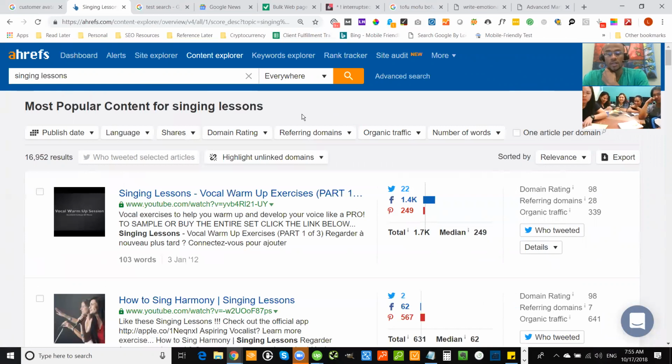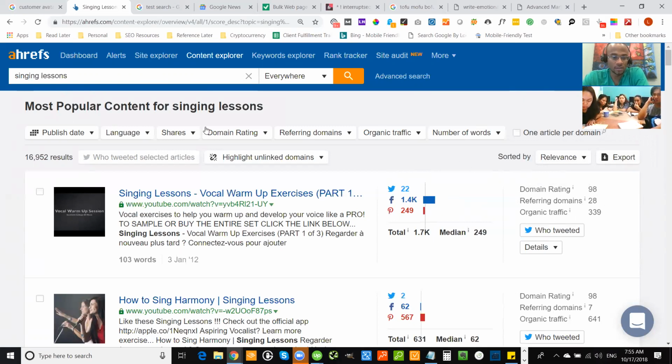Basically what this tool does, it pulls out every article and video related to this phrase, singing lessons, and it gives you a lot of important data on it. It'll tell you how many times it's been shared on social media, and on average how much traffic it gets per month. It also gives you the domain rating and referring domains, which we won't get into too much today, but those are important metrics to know.